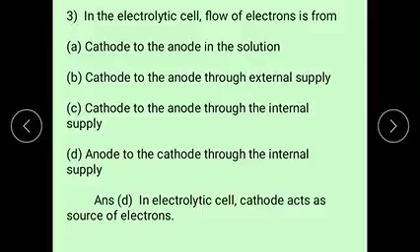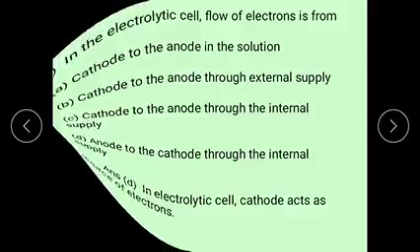The flow of electrons is from anode to cathode. Just now we already discussed in the electrolysis process, when the electrons are released from the anode, they move to the cathode side through the external supply or internal supply.